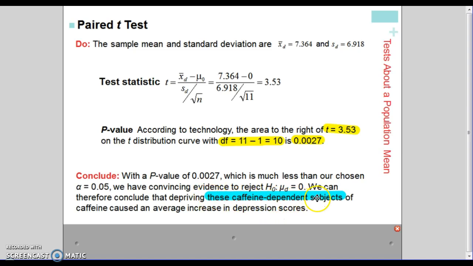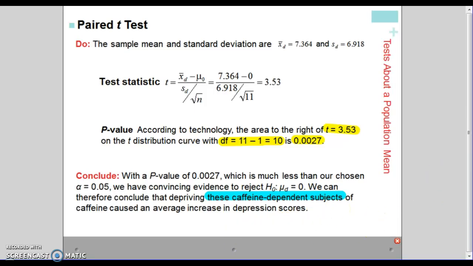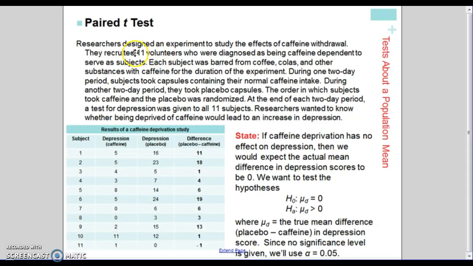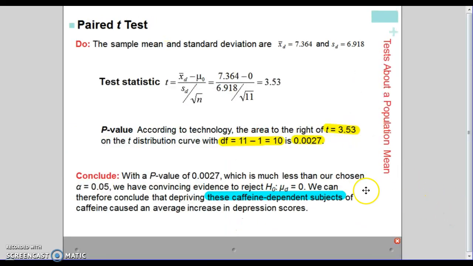Notice what I've got highlighted here. The wording of this conclusion is that the conclusion can just be made for these caffeine-dependent subjects. And that's because of how we created our data. If you go back here, you'll notice these were volunteers. So these people were not randomly selected, which means my conclusion cannot be made about a general larger population. It can only be made about these people.